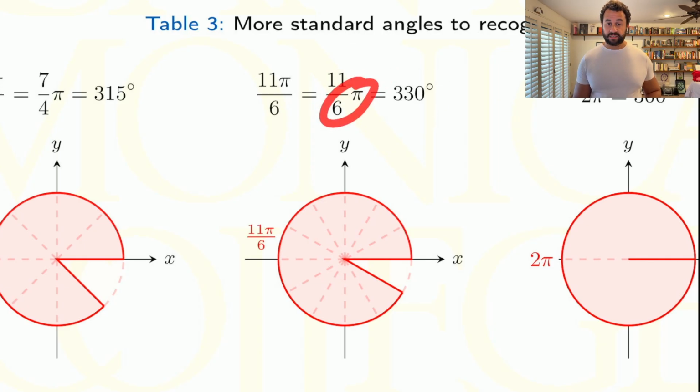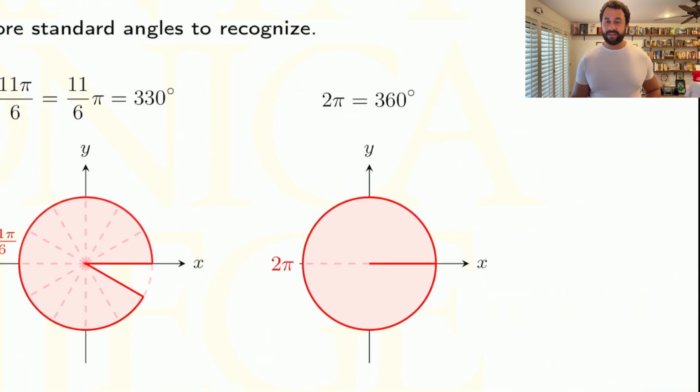Again, just take pi over 6, multiply it by 11, right? What's pi over 6? It's 30, right? 30 degrees. What's 30 degrees times 11? 330 degrees. There you go. Easy peasy. And then the last one, of course, the full rotation is 2 pi, and 2 pi is 360 degrees.